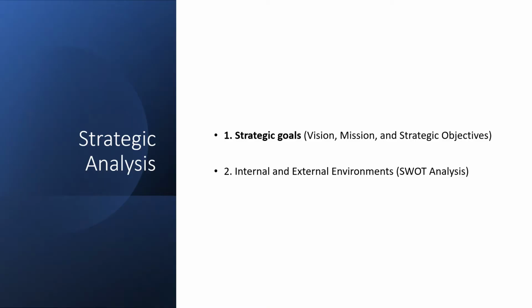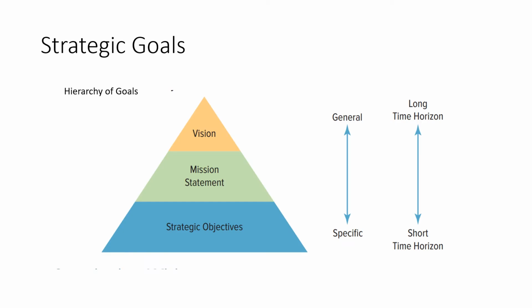Strategic analysis is composed of two parts. So for this video, we will only be focusing on strategic goals. The second video, we will be focusing on the internal and external environments. So what are strategic goals? Strategic goals are actually the goals of the company, which includes their vision, their mission, and their strategic objectives. Their strategic goals is the direction that the company wants to go to.